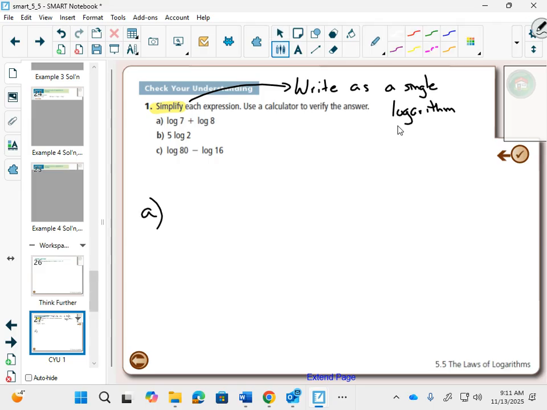So for A, do you see that you have the right side of the product law? The product law says if you're adding two logs with the same base, and no base is written, that's a base of 10, that's the same as combining them inside by multiplying. And 7 times 8 is 56.